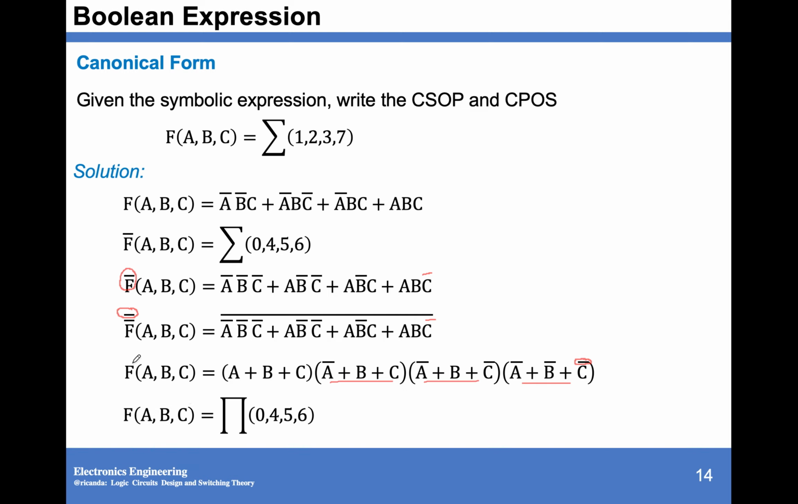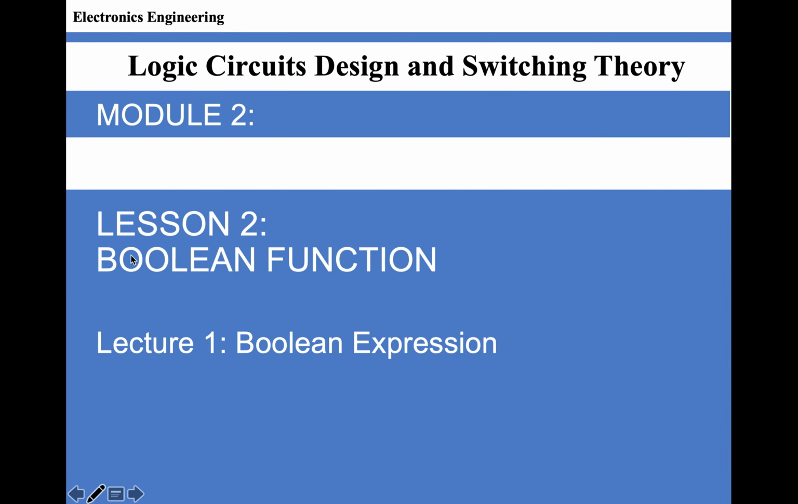Therefore, for the symbolic expression, since this is now a product of sums, we have to use pi. So that is the same, your f in your product of max terms is the same value as your complemented value, this one f, which is equivalent to your sum of min terms but the complemented one. So that's all for our Boolean expression under Boolean function.